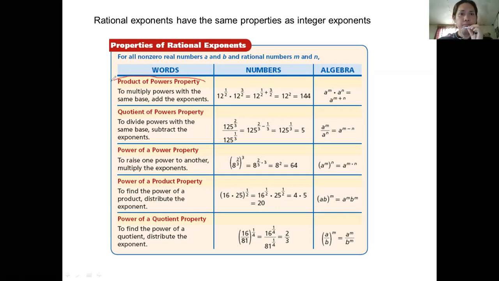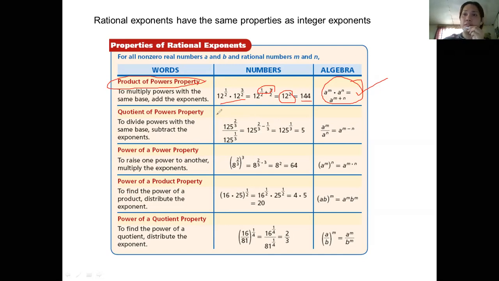The first property, the product. Remember, the product of powers was taken from the laws of exponents. To multiply powers with the same base, just copy the base and add the exponents. Applying an example, 12 to the power of 1 half times 12 to the power of 3 over 2. You will just add the exponents, that gives you 12 squared, because 3 plus 1 is 4 divided by 2, so we have 2. That's why we have 12 squared, which gives us 144. That is applying the product of powers property in the rational exponent.